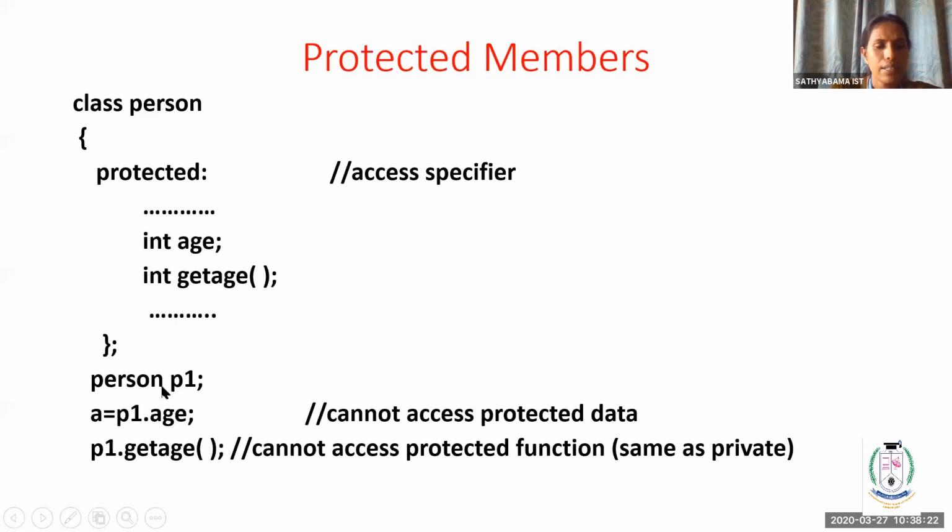In the same way, while you try to access this age data member as well as the get age function with the support of this object P1, it is also an illegal access because the data age as well as the get age function is present in your protected section. So you cannot access this protected data member outside your class because your class is closed here.